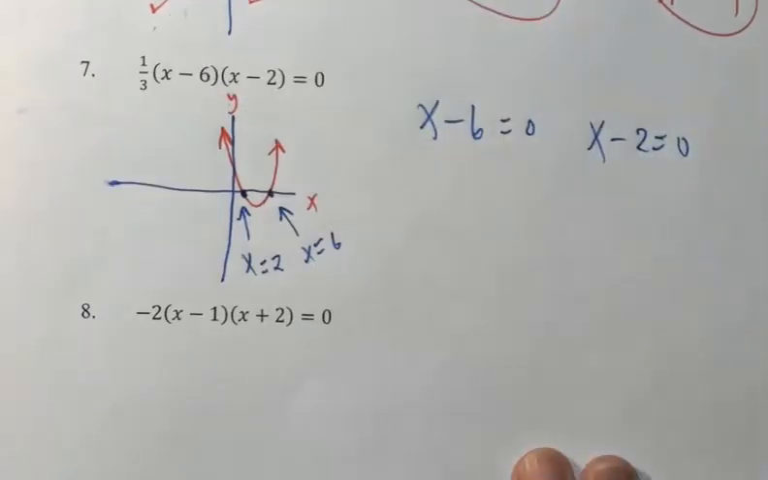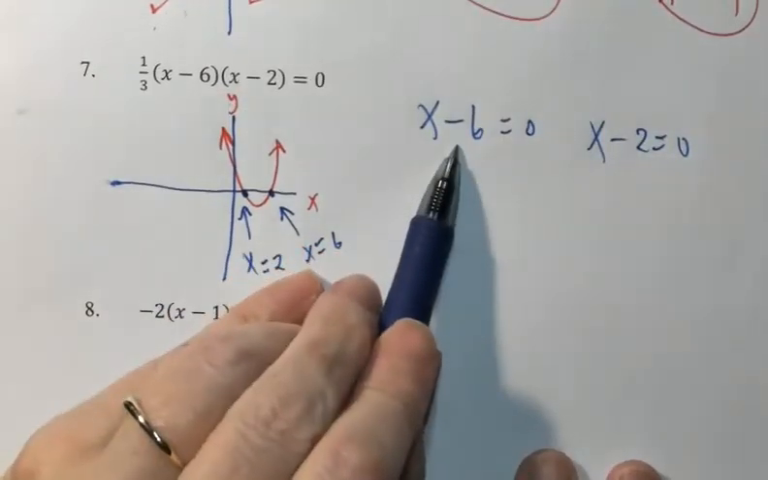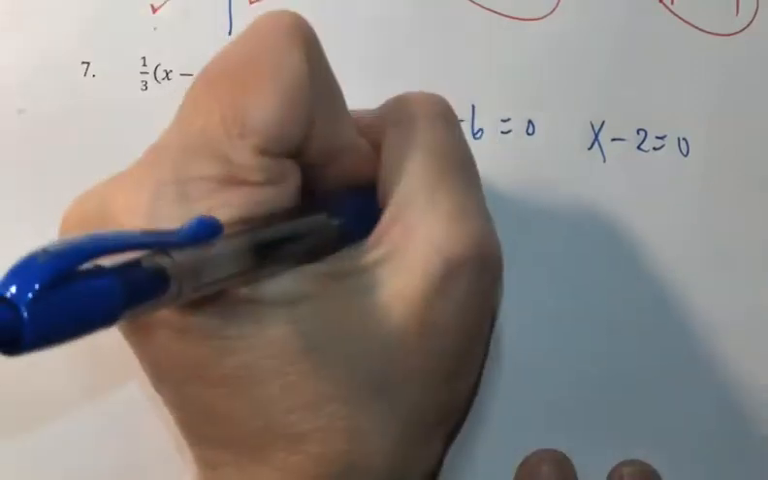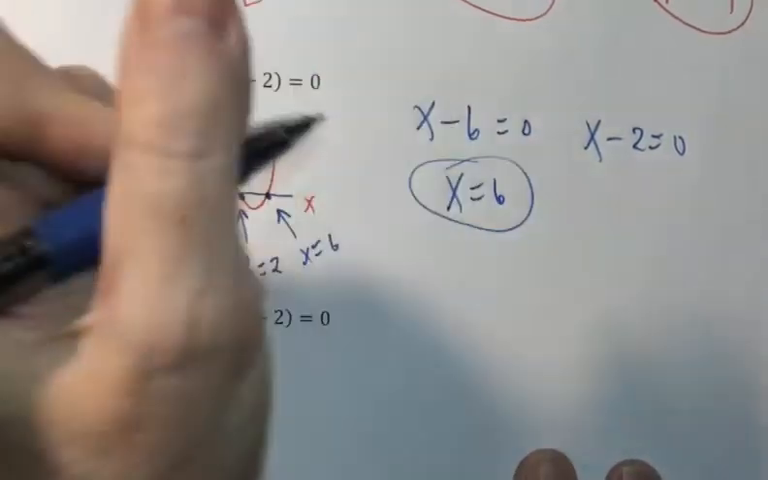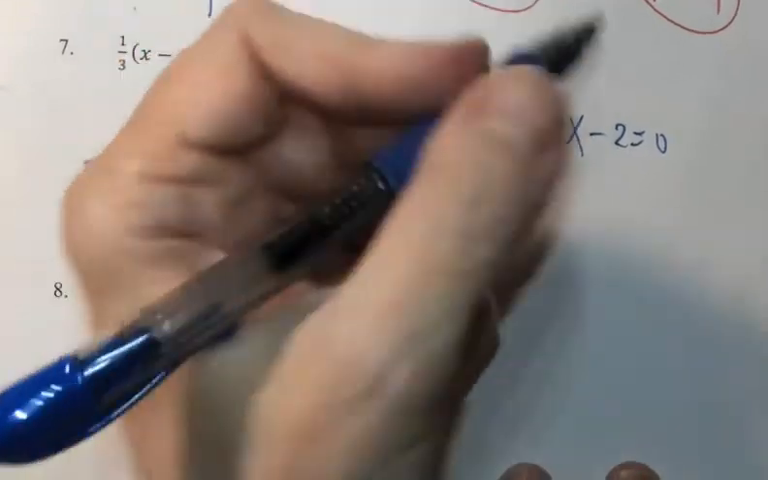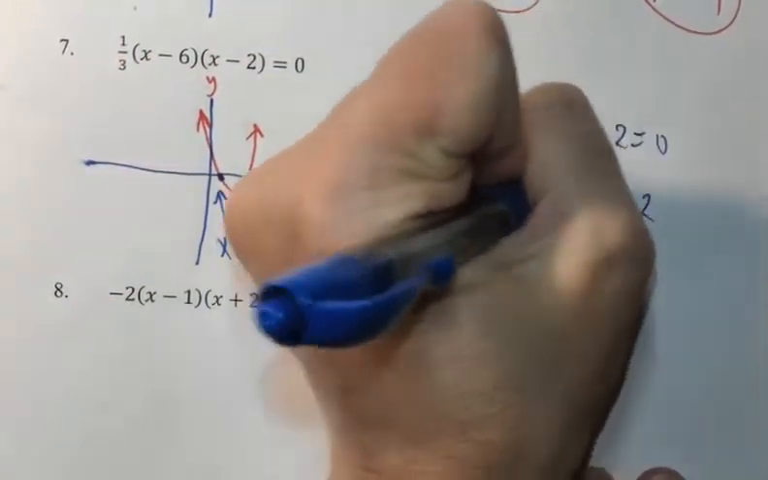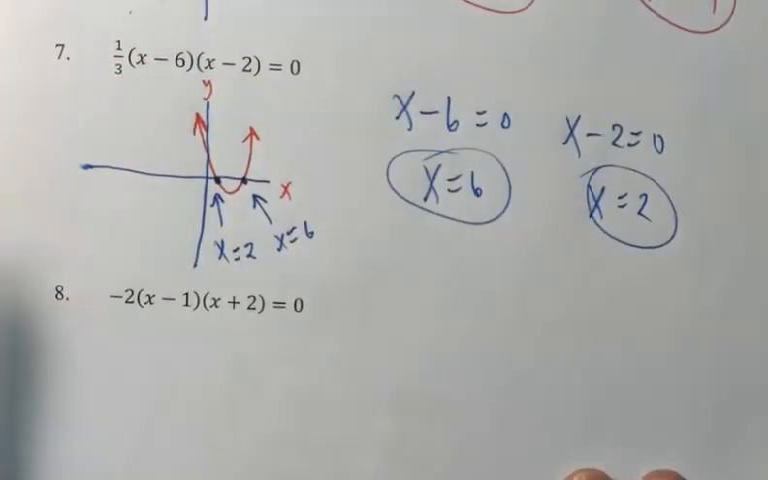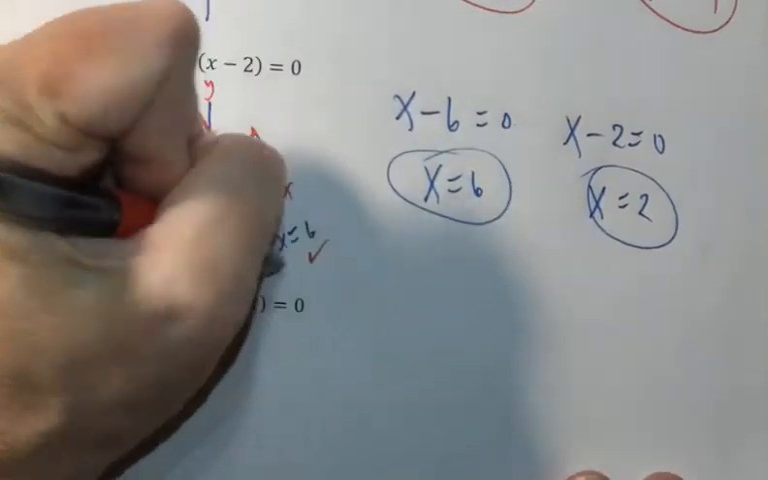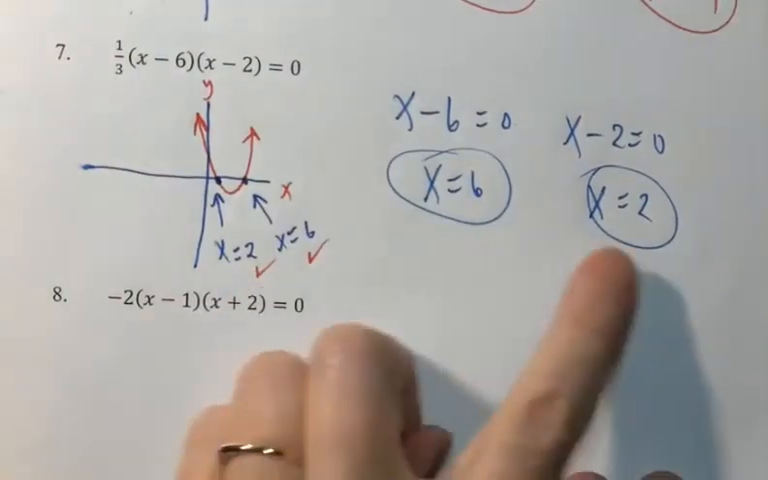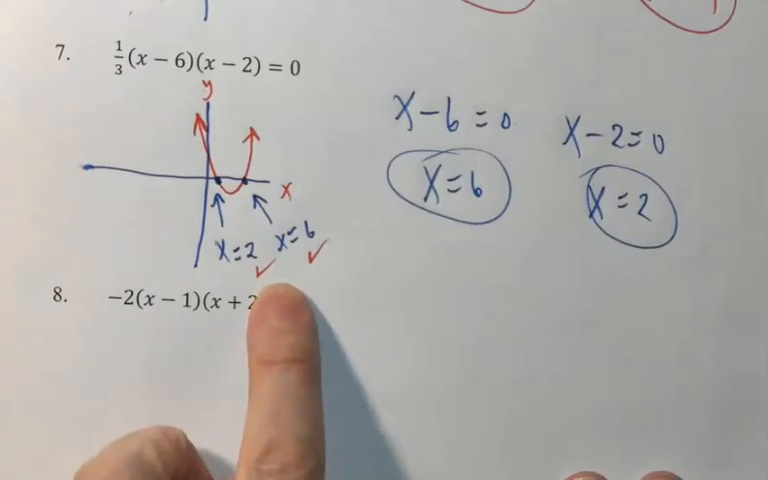And then you can solve each one. So if you add 6 to both sides, you're going to get x equals 6 for this one. And if you add 2 to both sides, you'll get x is equal to 2 for this one. And again, those matched the two solutions I already had, so I'm going to put little check marks because these checked. They gave me the same results.